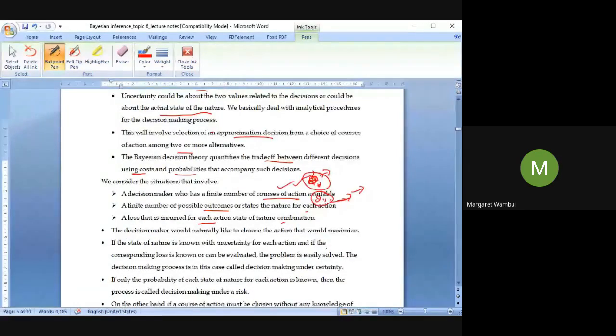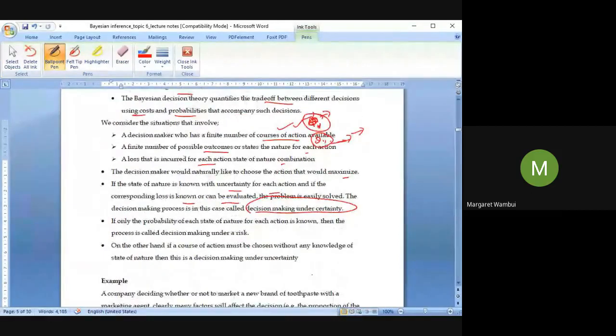So the decision maker would naturally like to choose the action that would minimize the loss. If the state of nature is known with certainty for each action, and if the corresponding loss is known or can be evaluated, the problem is easily solved. The decision-making process in this case is called decision-making under certainty. Why? Because the state of nature is known with certainty for each of the actions, and the corresponding loss is known or can be evaluated.